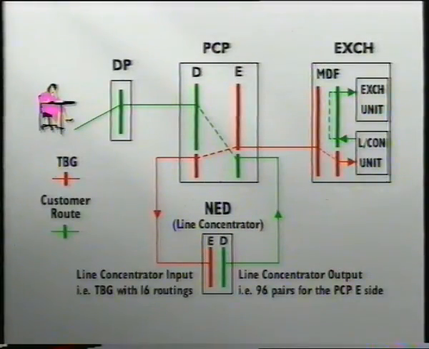Similarly with NEDs, for instance, a DACS or WB900 which supports 2 customers will have 2 D-side terminations. And a large line concentrator, for example the 16 plus 96 type, will have 96 D-side terminations. And for those of you who use CSS records extensively, let's look at a diagram of a line concentrator installed at a PCP. Well, as you can see, fundamentally the structure is similar to those we've already seen.